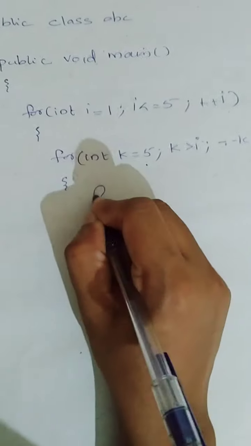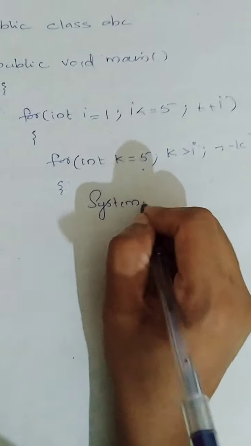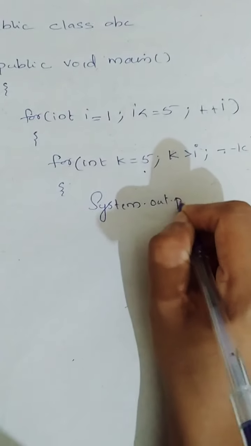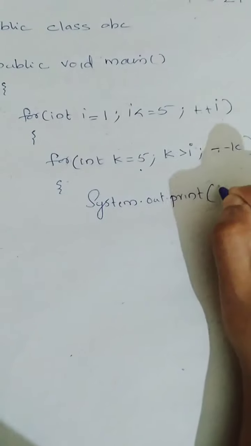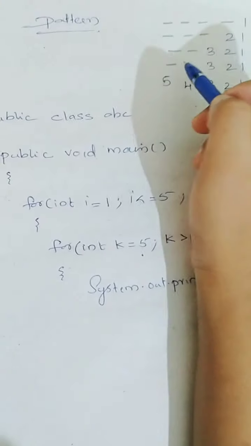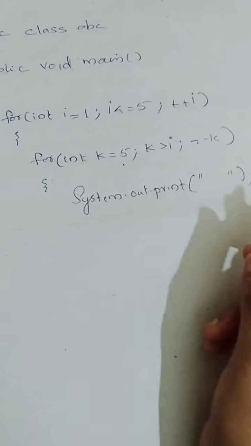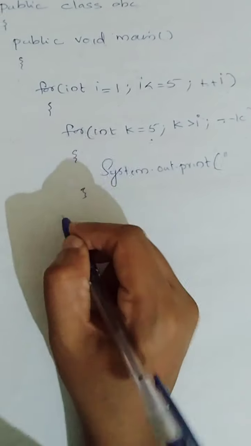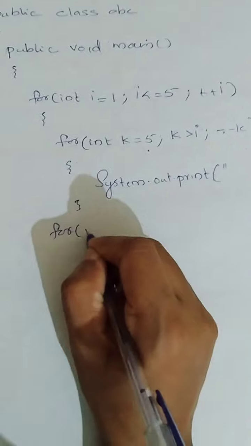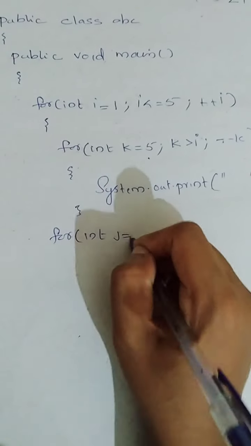And here I am opening this. Here, instead of println, I am giving print. Why? Because the space has to be printed on the same line, not on a different line. Okay, so print space, and the curly braces close, and the next loop is for printing your j value.